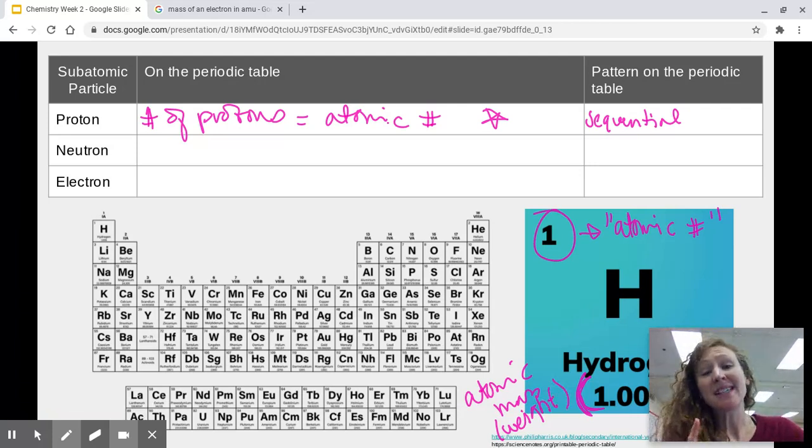Okay, now notice it's a decimal. And it's a decimal because it's an average mass of all the isotopes. So like we said, you can change the number of neutrons in an atom and it'll change how much the atom weighs, or change what the mass of the atom is, without actually changing the atom itself. So all atoms come with a variety of isotopes.